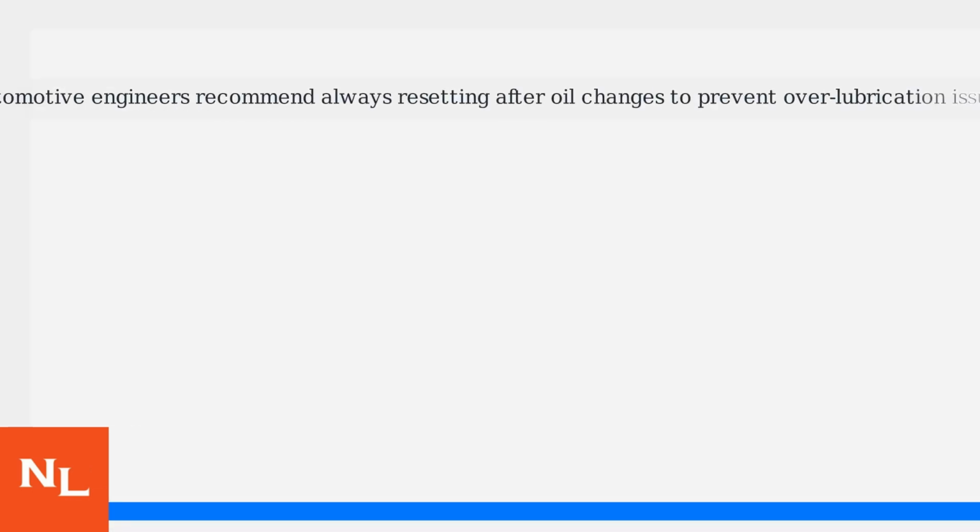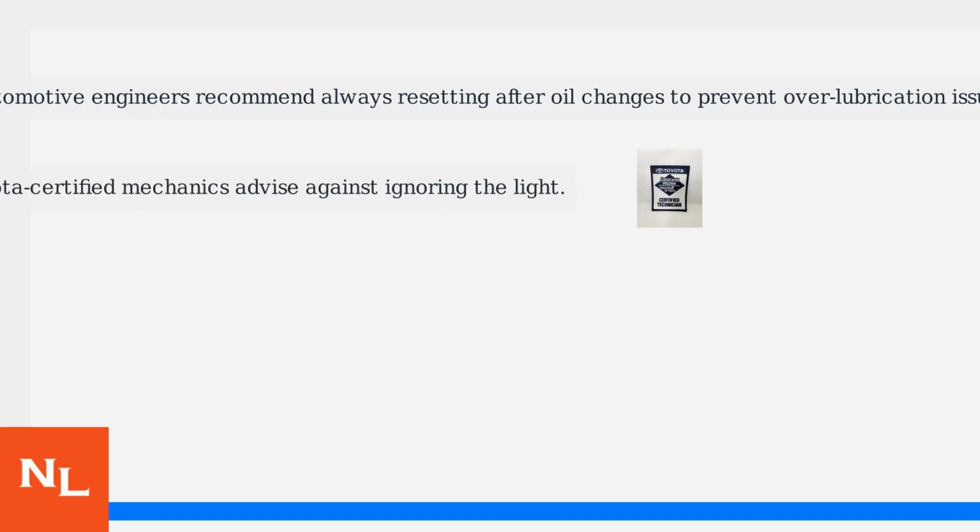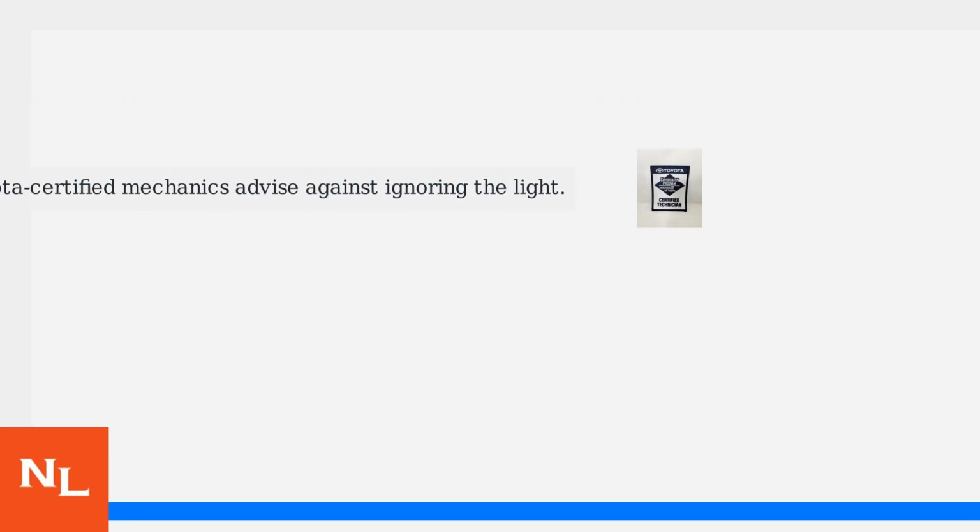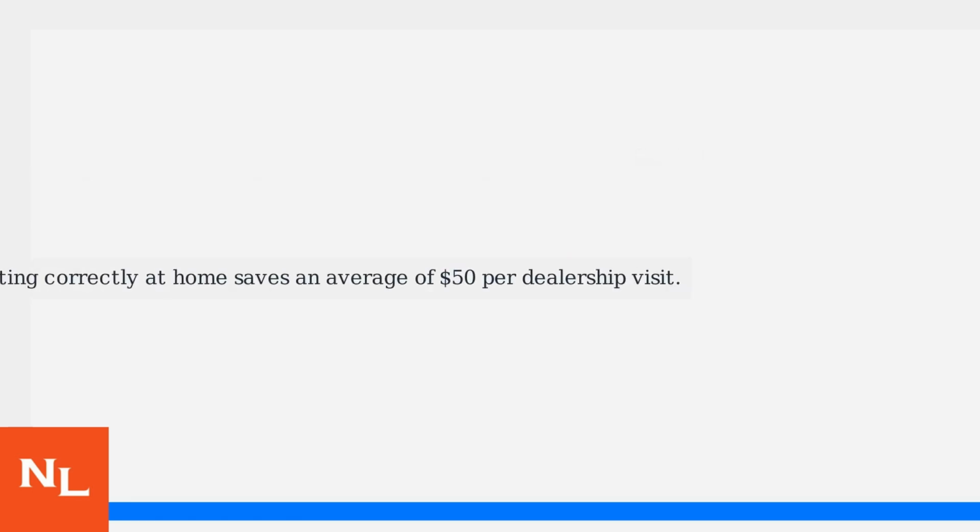Automotive engineers recommend always resetting the maintenance-required light after oil changes to prevent over-lubrication issues that could damage your engine. Toyota certified mechanics strongly advise against ignoring this warning light, as it can lead to costly engine problems if maintenance is delayed. Performing the reset correctly at home can save you an average of $50 compared to taking your vehicle to a dealership for service.